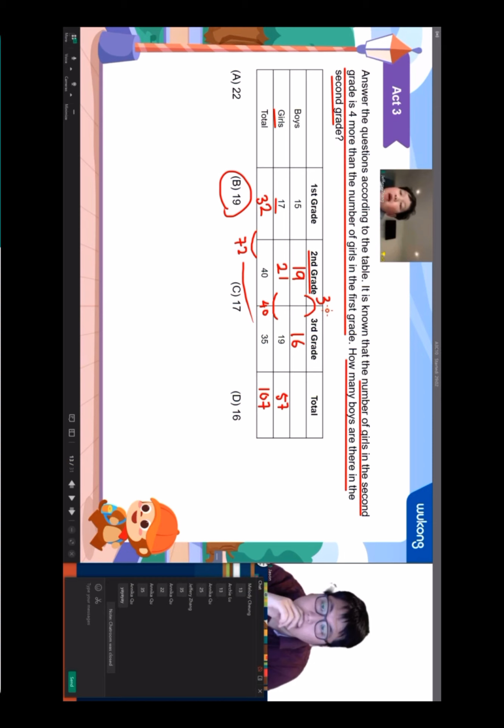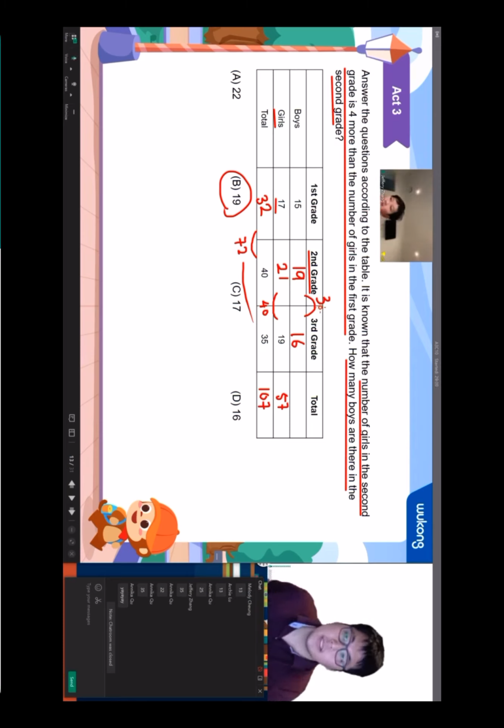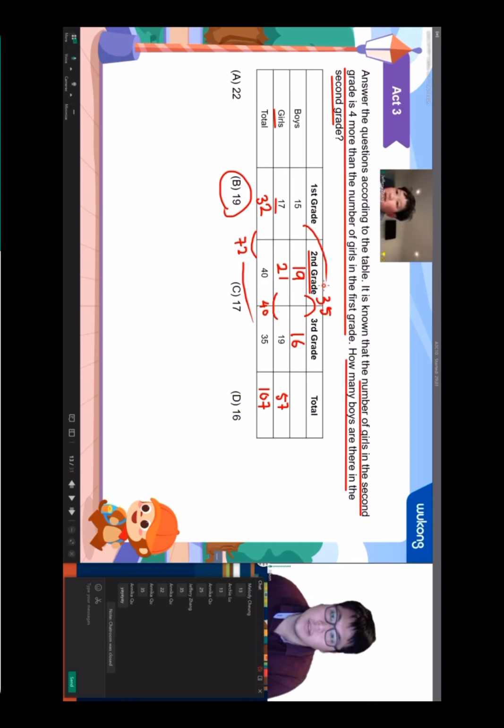Oh, yeah. 55. 19 plus 16. You said 36 that time. You said 36? Yeah, you said 36. No. 19 plus 16. 35. Good. So 35 plus 15. 50. Good. So 50 plus 57 is 107 as well.